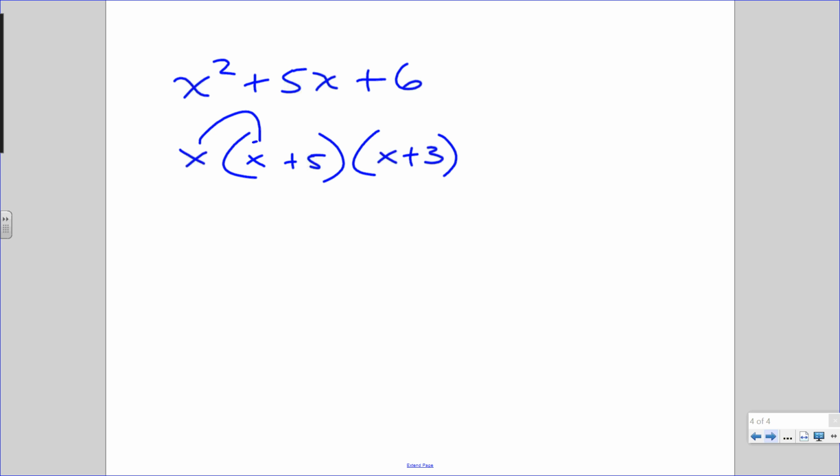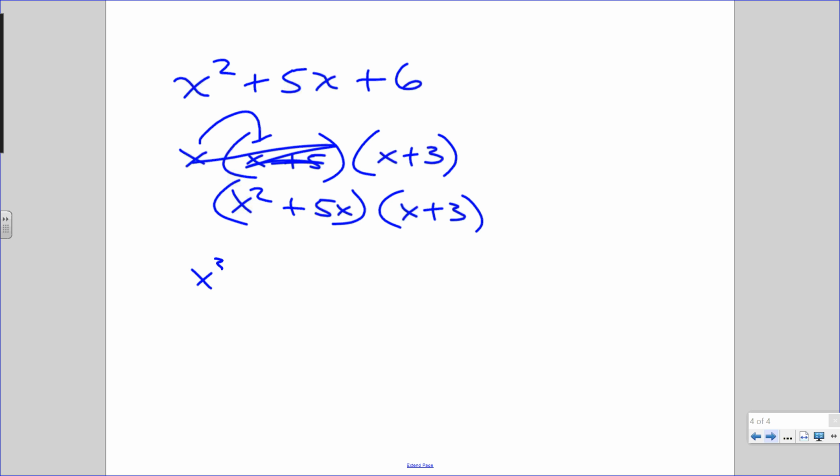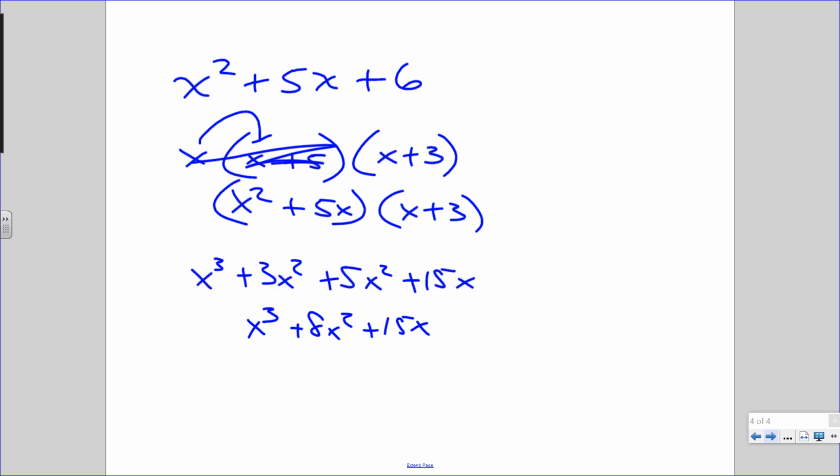X times x is x squared. X times 5 is 5x. Okay, so I got rid of these. Now I have to multiply it by x plus 3. This is what you guys worked on yesterday. X squared times x is x to the third. X squared times 3 is 3x squared. 5x times x is 5x squared. And 5x times 3 is 15x. Any like terms? No. Actually, these two, huh? That'd be 8x squared in the middle. I got the x to the third on the left and the 15x on the right. You could try them.